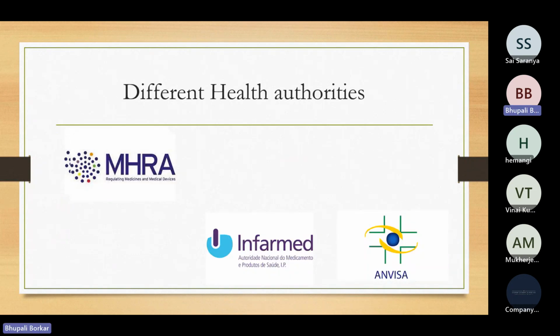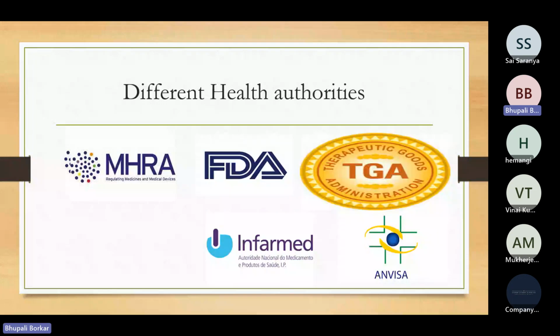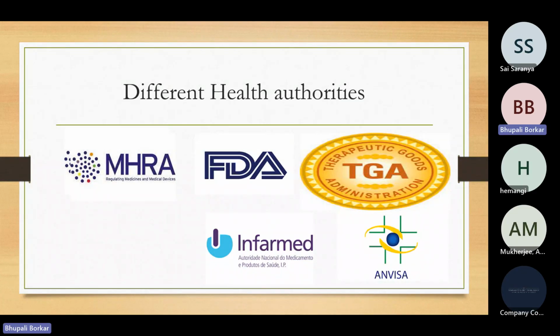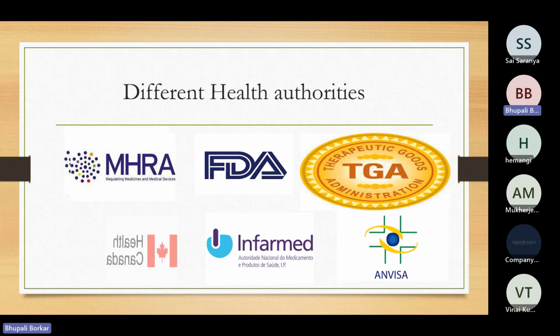So these are the different types of health authorities. That is MHRA we have. Then we have US FDA, TGA is for Australia, US FDA as you all know for USA. Then Health Canada is for Canada, Infarmed is for Portugal, and ANVISA is for Brazil. So there are many different health authorities for different regions all over the world. These are just a general idea I'm giving you all.